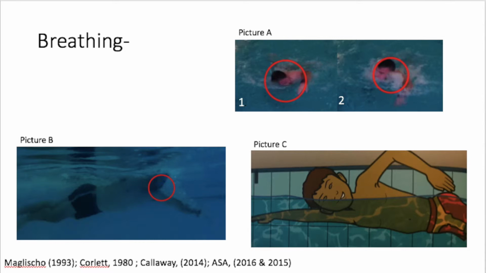Due to the swimmer not exhaling in the water, the swimmer's buoyancy is increased. This means that the upper body is too high. It also causes the legs to sink, which can then cause an increase in resistance and a decrease in propulsion.